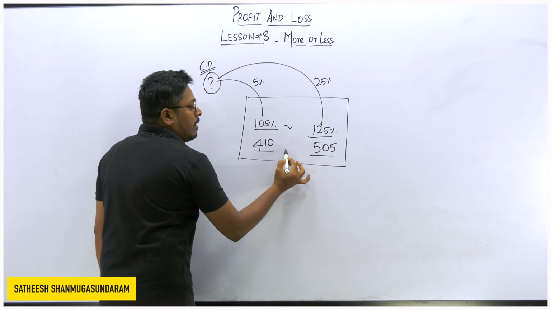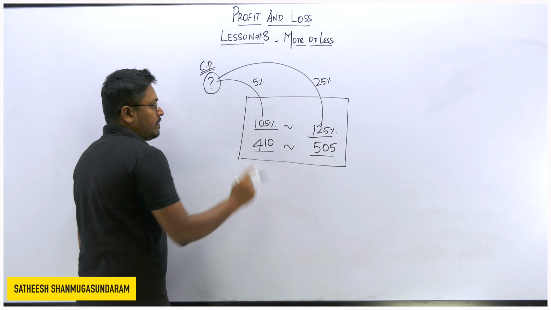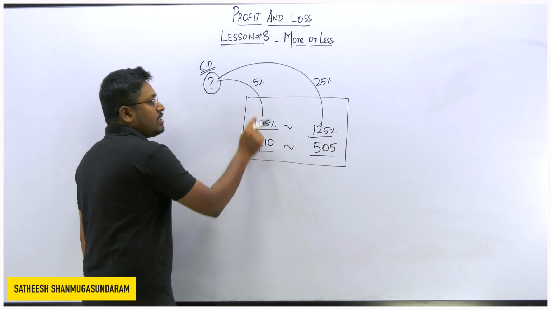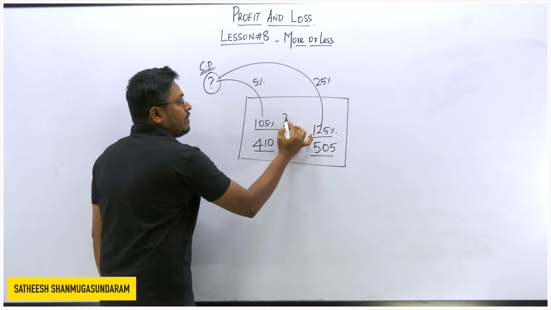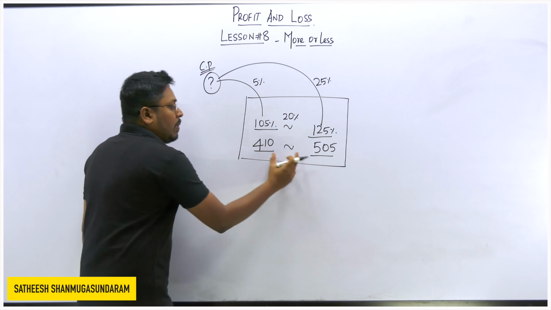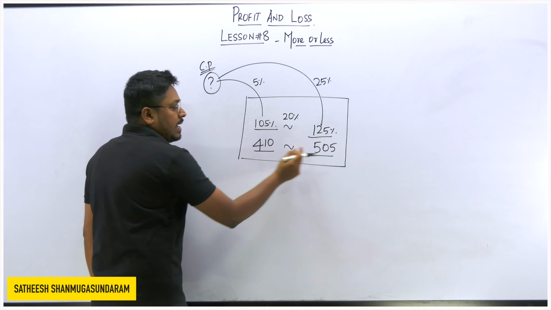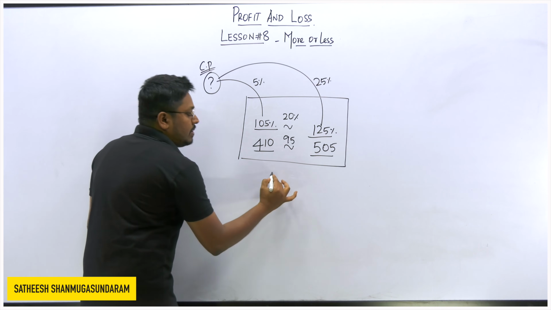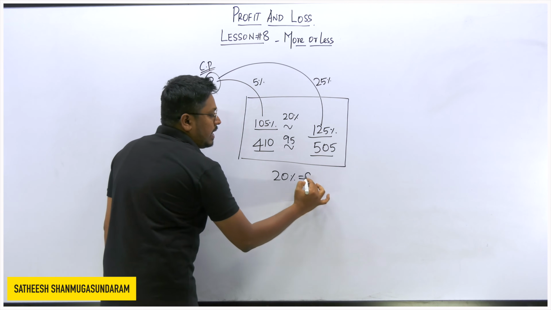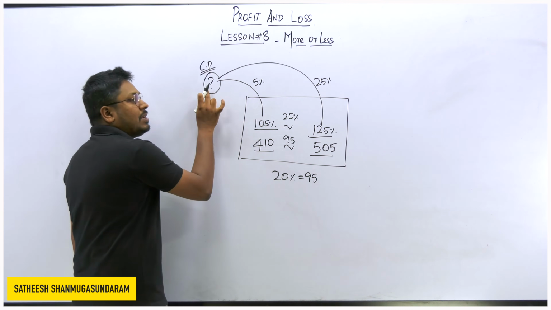The difference in the amount and the difference in the percentage. 105% is 5% profit, 125% is 25% profit, so the difference will be 20% here. Yes or no? Then what is the difference in price? Here it is 90, here it is 5, so 95 will be the difference. So this 20% will be 95. Our target is to find what is the cost price.